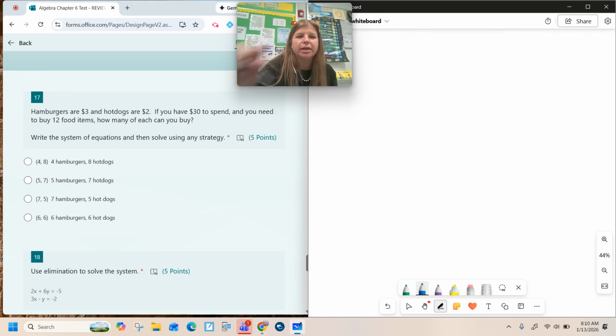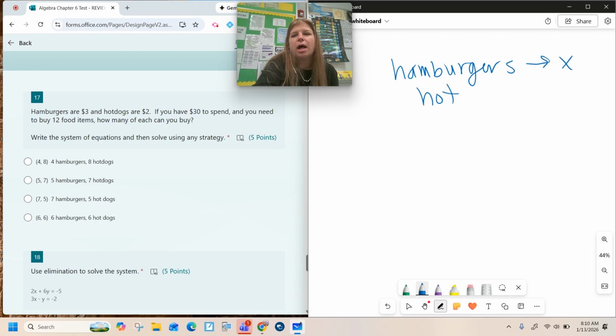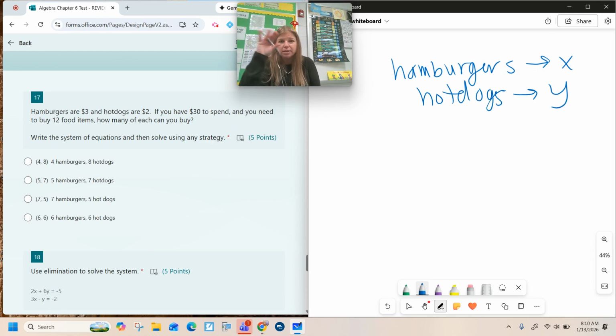Number 17. Hamburgers are $3 and hot dogs are $2. If you have $30 to spend and you need to buy 12 food items, how many of each can you buy? Okay, so we're going to call hamburgers x, and we'll call hot dogs y, right? We're trying to find out how many hamburgers and how many hot dogs we need to buy to meet these two conditions. Now notice there's 4 numbers in the problem. 3 of those numbers are about money. Money stays together.